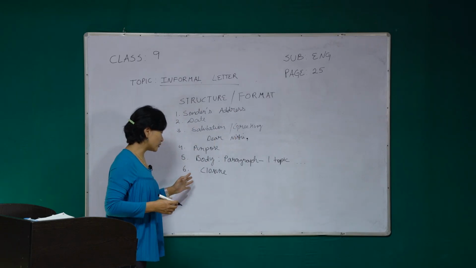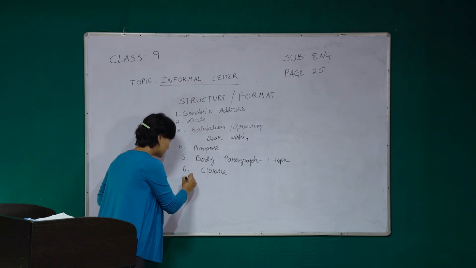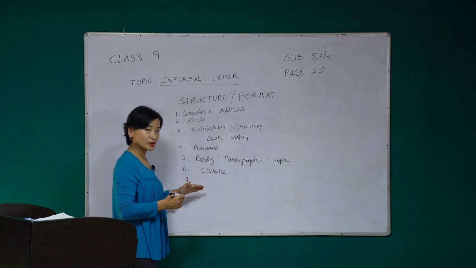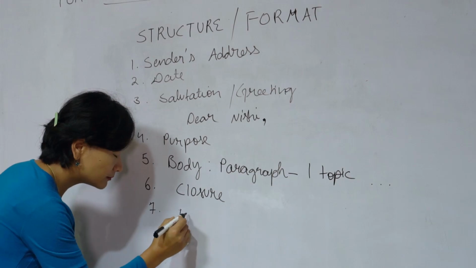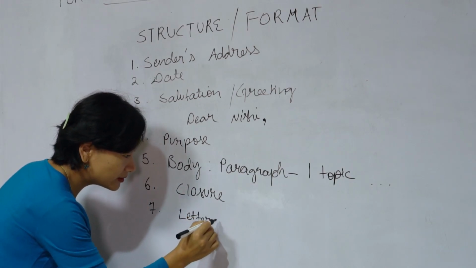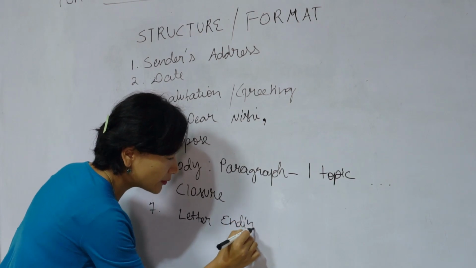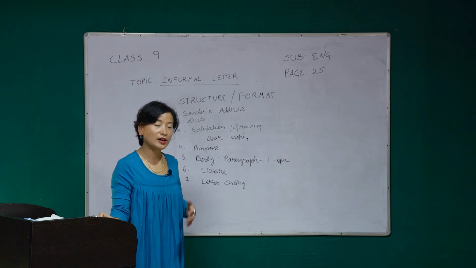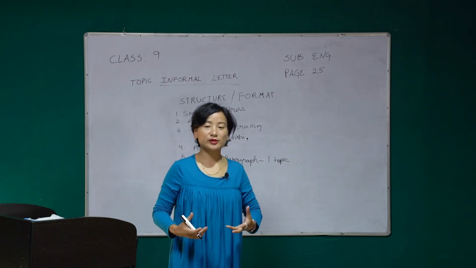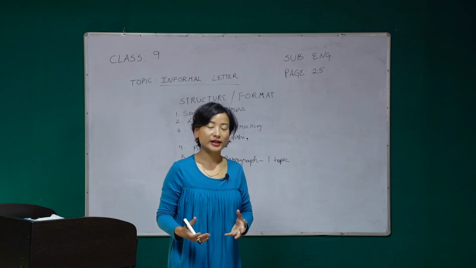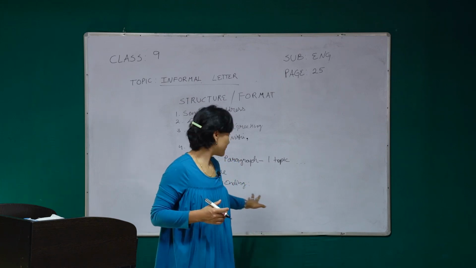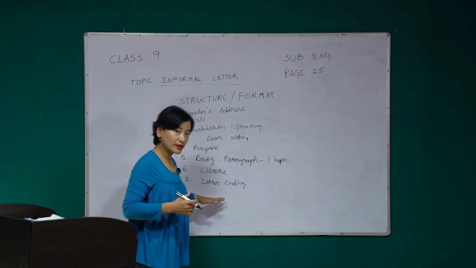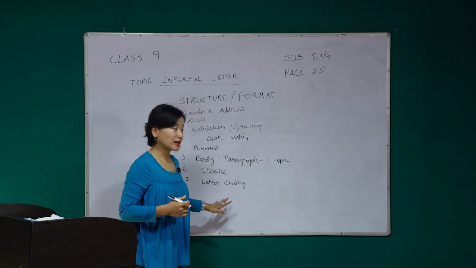Then after the closure, the seventh point here is referring to your signing off, the letter ending. In your letter ending, you would give your friend's name, lots of love, or hugs and kisses. You can also say, your dear friend, and sign it off in that way. So the name and the signing off, that's how you would conclude your letter.